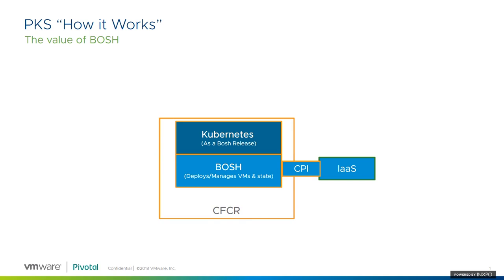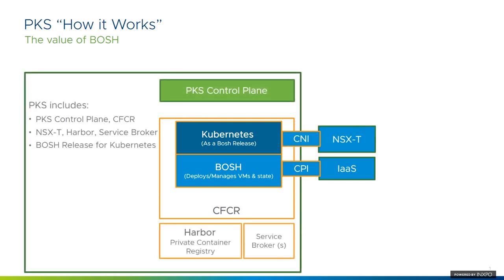This culmination of these things that we're working on is something called CFCR, which is an open source project. So CFCR is open source. I see the main engine here that's running. What does PKS give you on top of that? What PKS gives you, the main thing it gives you, is something called a PKS control plane, which I'll spend a little bit of time on in a second. But PKS also includes the bundling of Harbor, which is a private container registry. So if you don't have a container registry, you can do that. Also service brokers, and certainly the CNI configuration for something like NSX.